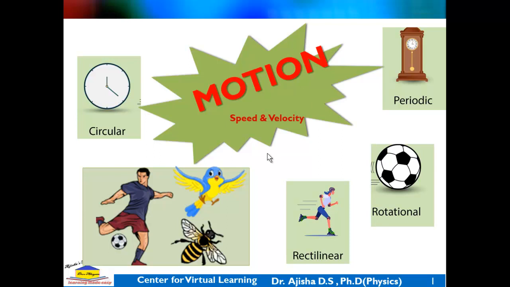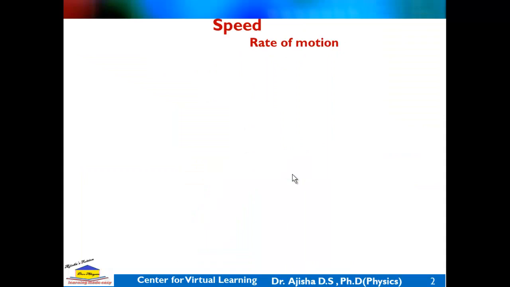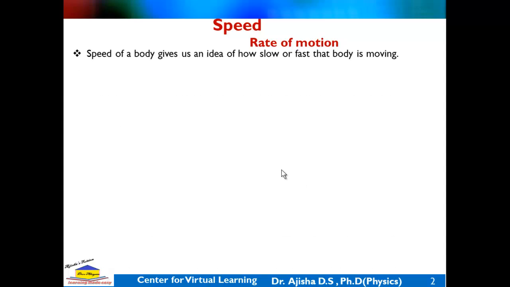We are going to see what the difference is between speed and velocity. Speed and velocity are used to represent the rate of motion. The rate of motion is nothing but how fast or how slow the moving object is, and that is represented using speed and also velocity.